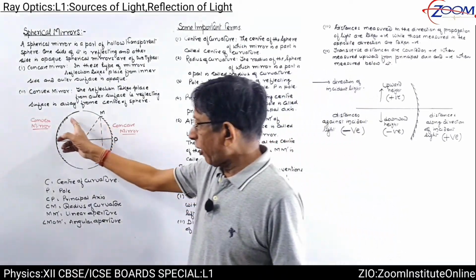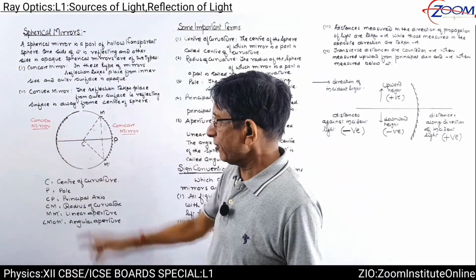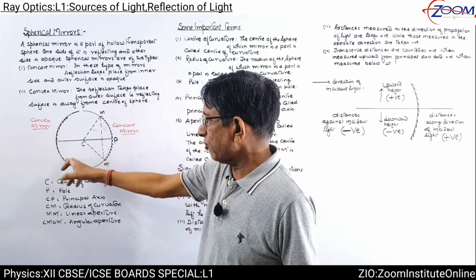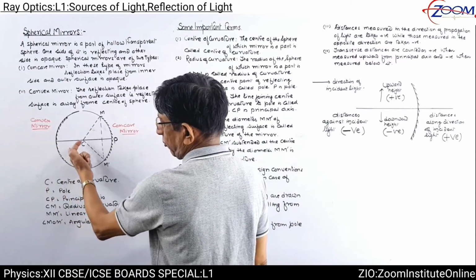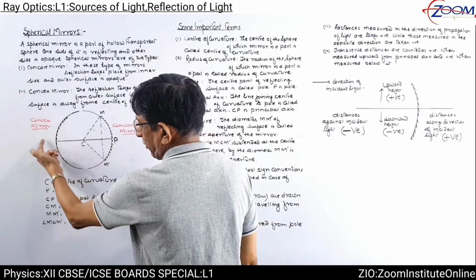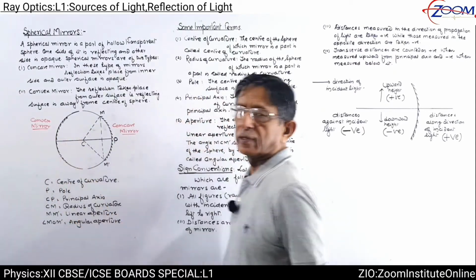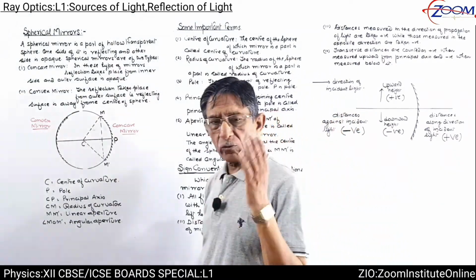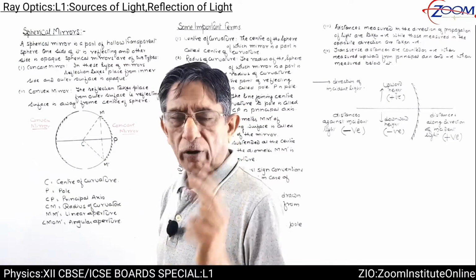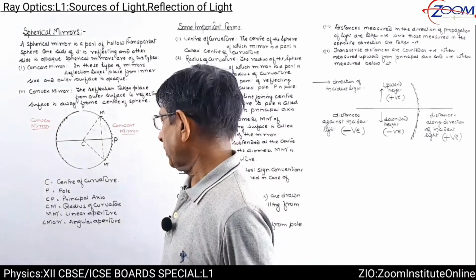But if the polish is done on the inner side, as I have shown in the second part, so that the reflection is taking place from the outer side, or you can say the side away from the center, then the mirror is called a convex mirror. So in this way, my dear students, mirrors are of two types, convex mirror and concave mirror.